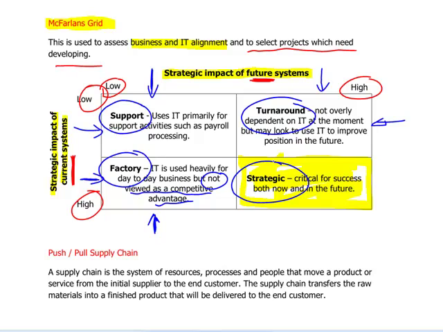So again, just to almost wrap up this brief video, we're looking at McFarlan's grid. We're in the IT area of the syllabus. And McFarlan's grid identifies various categories to make sure that the business and IT is aligned. So in other words, we're going to be able to select projects which are critical. Now, this quadrant at the bottom, strategic, is the one which is critical for success both now and in the future.